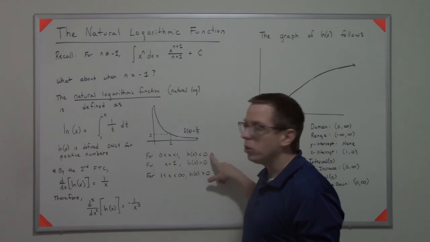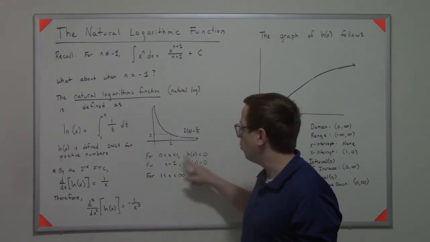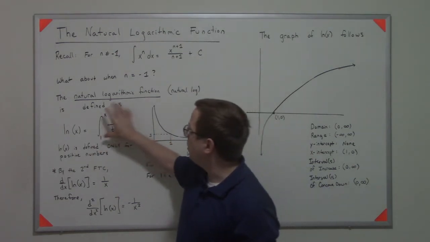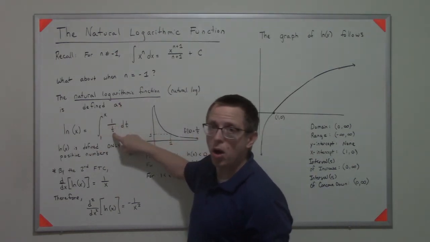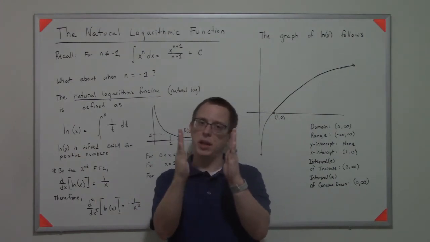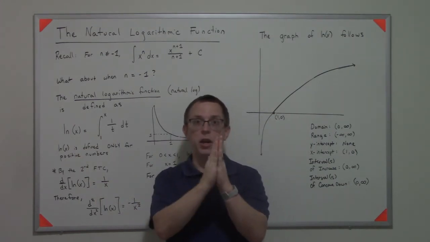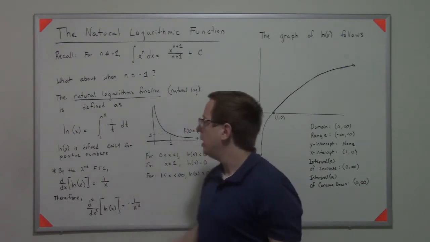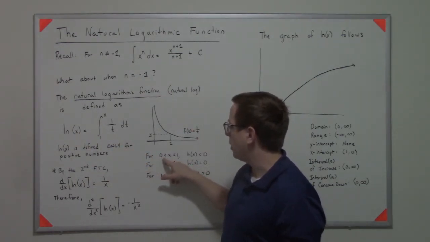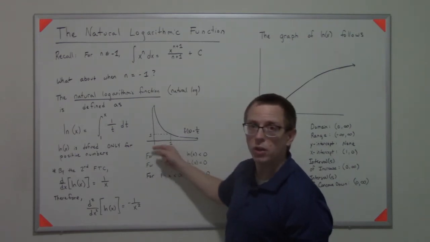However, for numbers less than 1 but greater than 0, the integral would become negative, because even though this is positive, we're going backwards. So we end up accumulating what you can think of as negative area or negative displacement. And so the natural log has that property that it's negative on the other side.